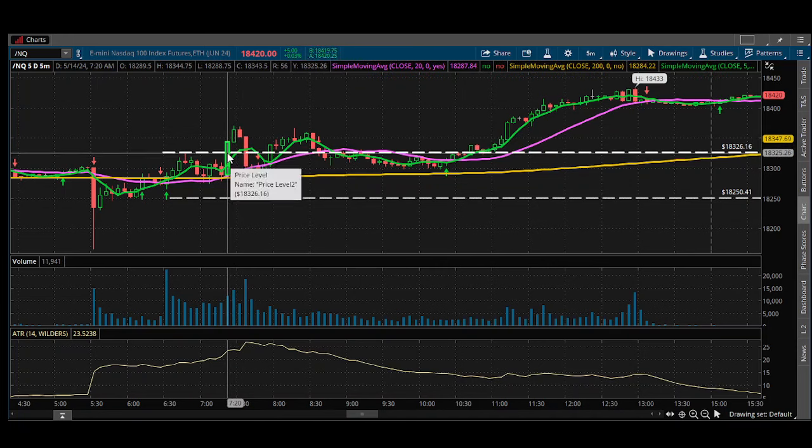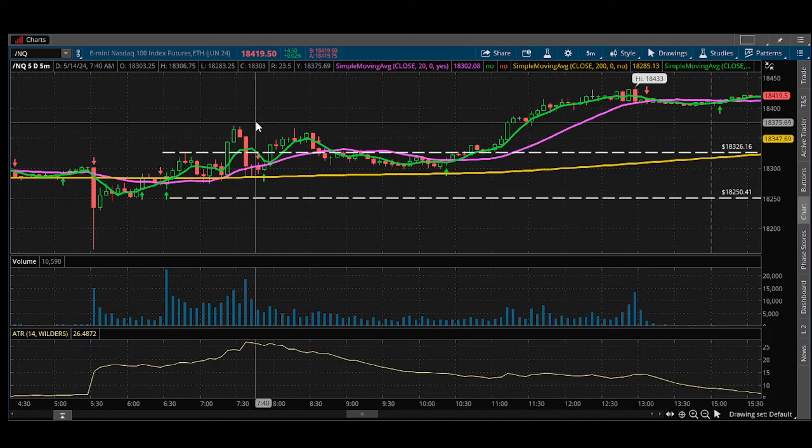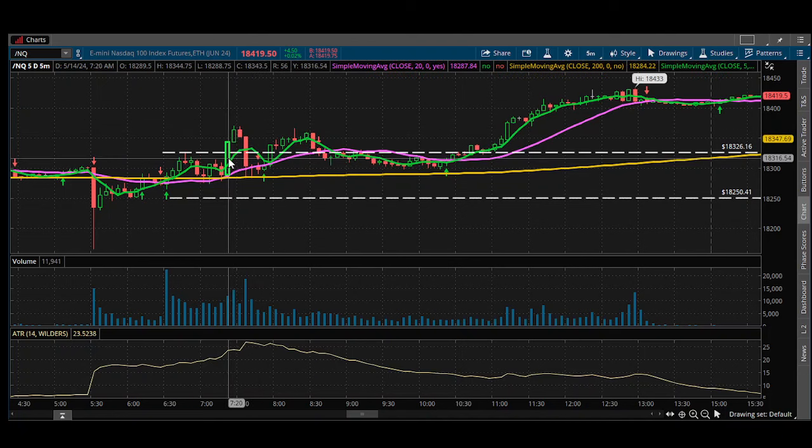So once we break the first hour highs at around 18,326, we shoot all the way up to a price of 18,370. So we're talking about almost 40 points here, right? Give or take. From 18,326 to 18,370, you're talking about almost 50 points on this move. Now, the range of this candle was 56 points. I don't think that you would have got the full 56 points. Again, I'd have to do the math, and I don't feel like pulling out the calculator.